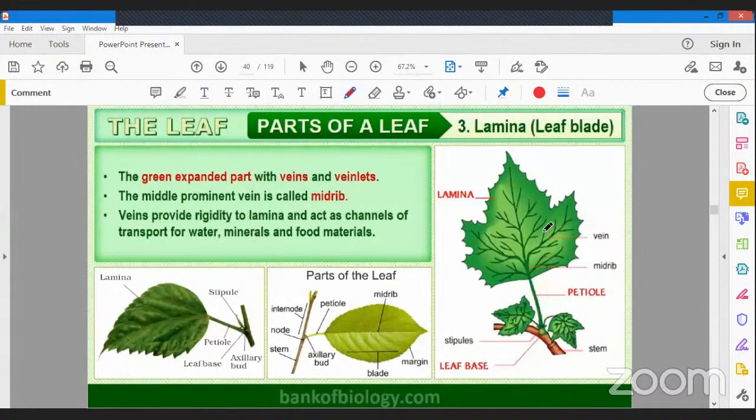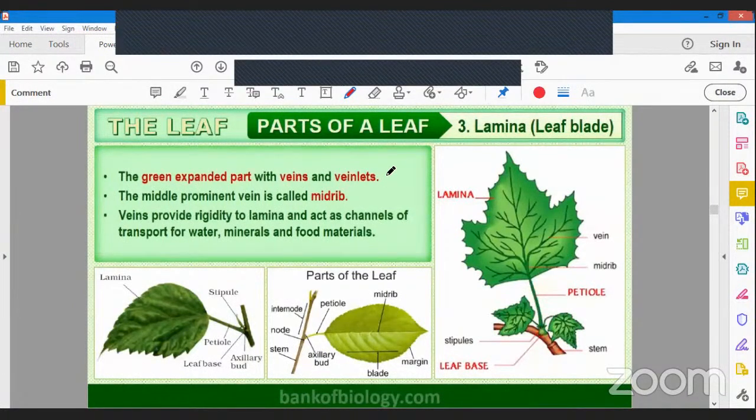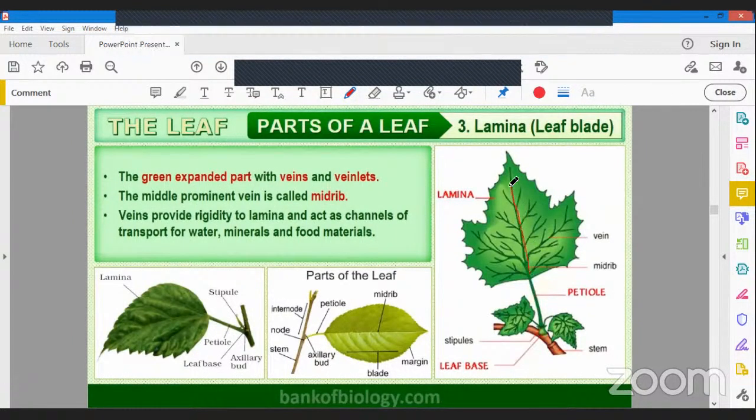Done. So next we go to the lamina. It is the green part in which veins and veinlets are arranged. The middle portion of the vein is called the midrib. Look, this is the midrib. The veins provide rigidity to the lamina and act as channels of transport of water, minerals, and food materials. So what happens here? All these veins will have xylem and phloem, which help in transport of food material. So take it down.